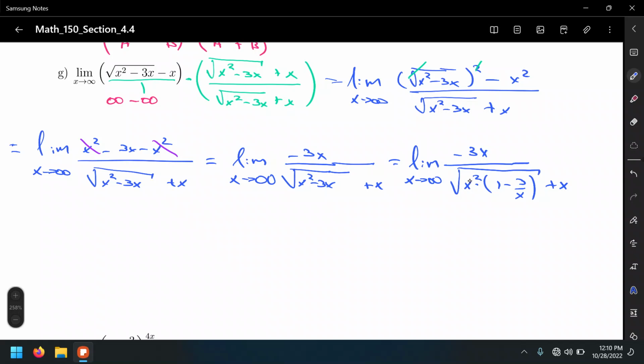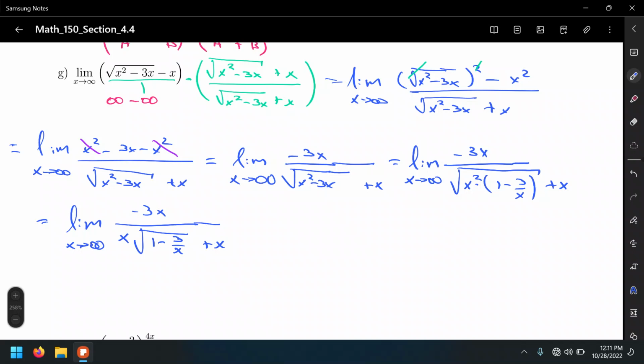What's the square root of x squared? Isn't that just x? Well, technically it should be the absolute value of x, because that depends on whether we input a negative or a positive value. However, we're going in the positive infinity direction, so in this case there's no need for the absolute value bars. So that's just x times the root of 1 minus 3 over x, plus x, as x approaches infinity.